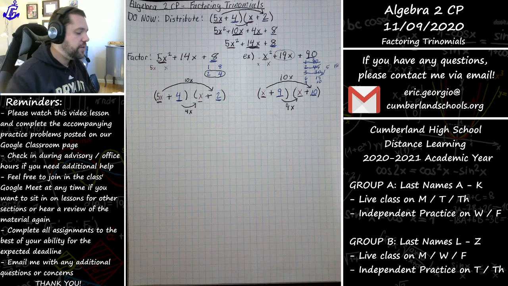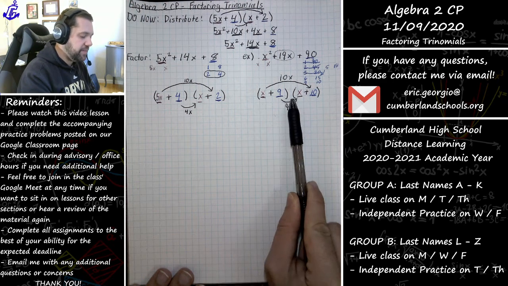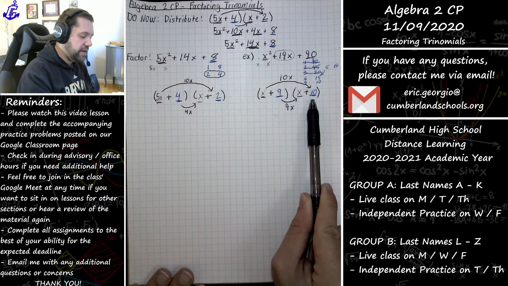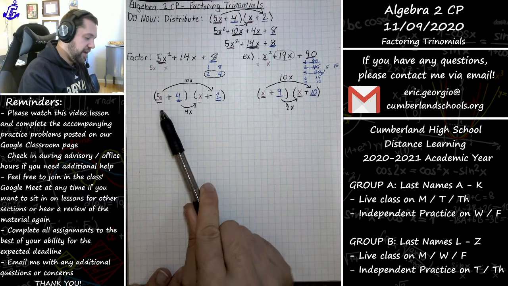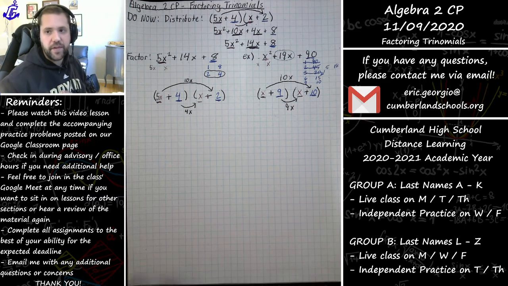All right? Something you may notice about this is when both of these are the same, like 1x and 1x, for example, it doesn't matter what order you put these in. When they're different, though, it does. Like if I put the 2 here and the 4 here, that's not going to work out the same. Okay, so just something to keep in mind.